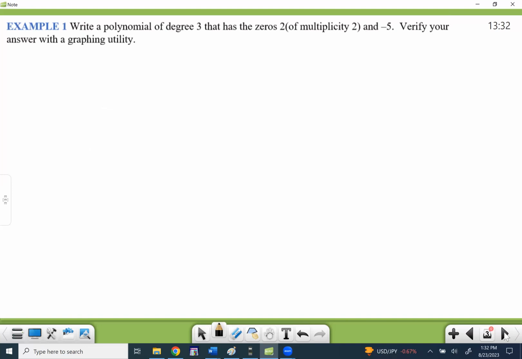So they're saying, okay, here's your zeros. We have a 0 of 2, but they told us that it's multiplicity 2, so I'm going to write it twice. And then we also have -5 as a 0. So if those are my zeros, then the parentheses that got me those zeros must have been x minus 2, x minus 2, and then x plus 5. Because remember, when you take them out of the parentheses, when you set them equal to 0, the sign changes. So now we're going to go ahead and just FOIL this out, and that's going to give us a polynomial of degree 3 with these zeros.